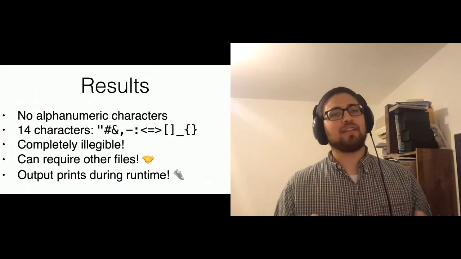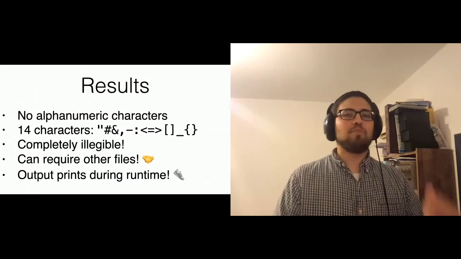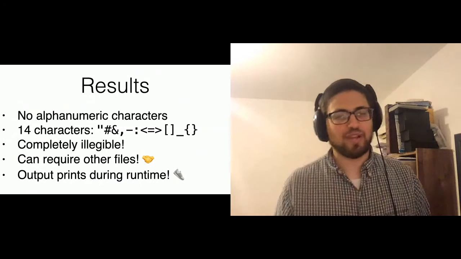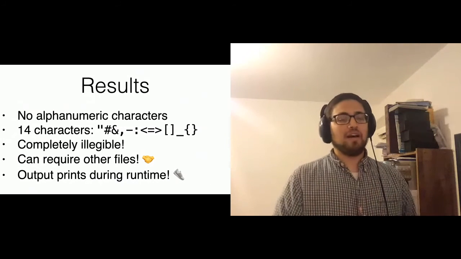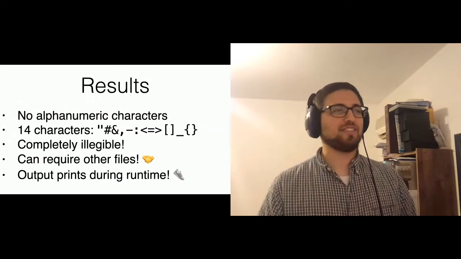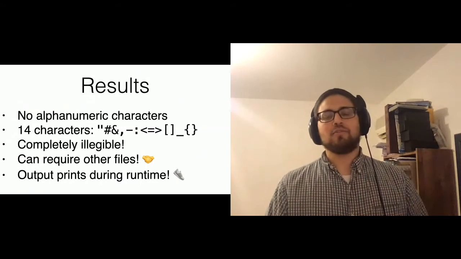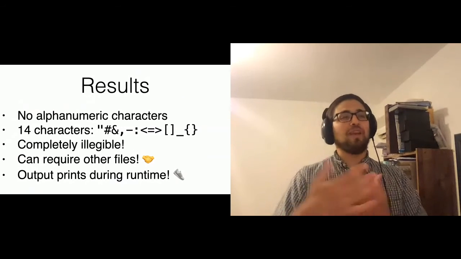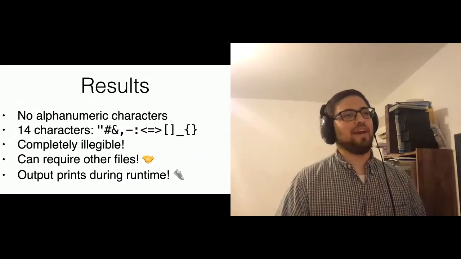It is completely legible, which is really good, but we've solved our two problems because we can require other files because it's just running as regular Ruby code. Basically, the Ruby interpreter will convert the string into code and then execute it. So that's good. It's not creating a new independent process, and the output prints during runtime. We don't have to wait for the program to finish to get any kind of output.